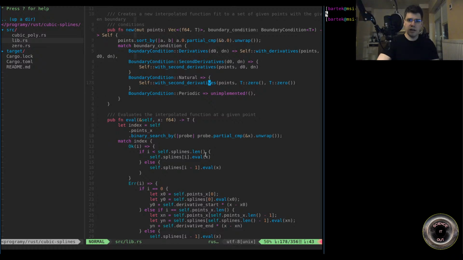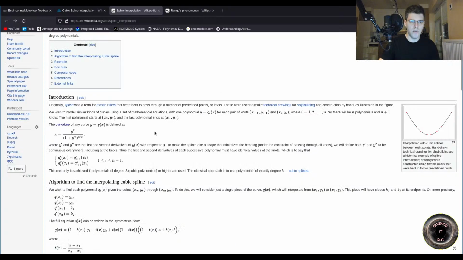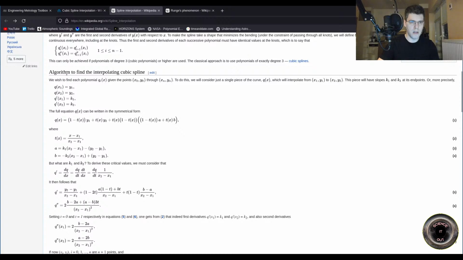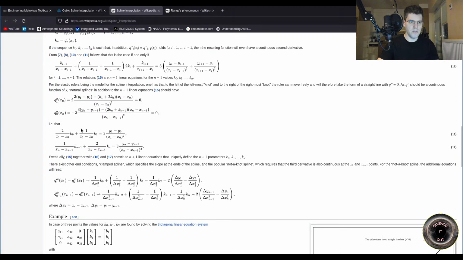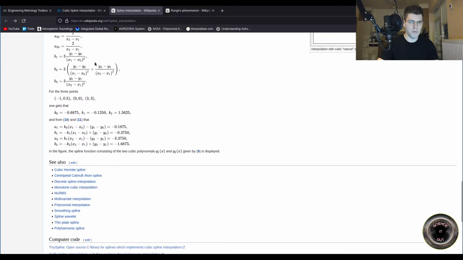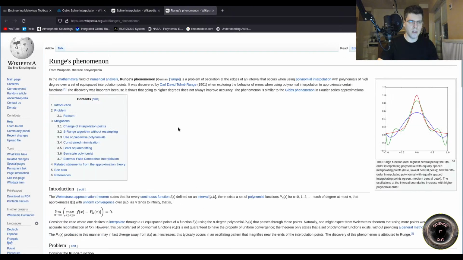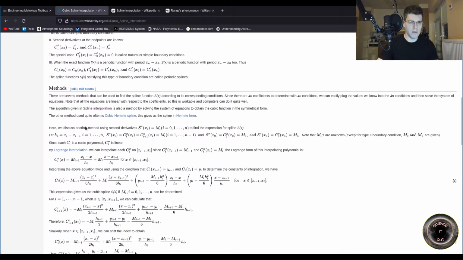And this basically, the algorithm for calculating those splines is described on the wiki, so I believe that it was just described here, algorithm to find the interpolating cubic spline. So I think I just used what was described here and I didn't think too much of it. Wait, that's regular Wikipedia, I think, oh yeah. It's described here, methods, yeah.